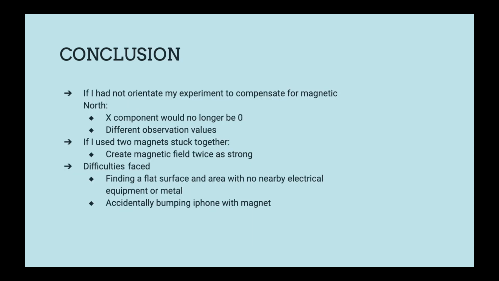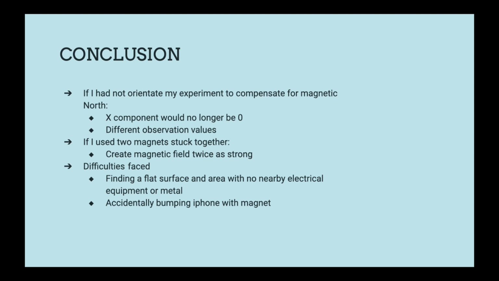To conclude, if I had not oriented my experiment to compensate for magnetic north and had laid out my meter stick at some intermediate angle with respect to Earth's surface, the numbers I observed would have been different. This is because the x component would no longer be near zero due to the Earth's magnetic field.